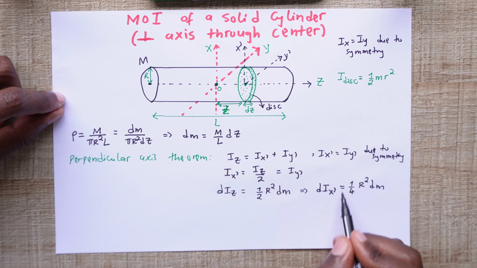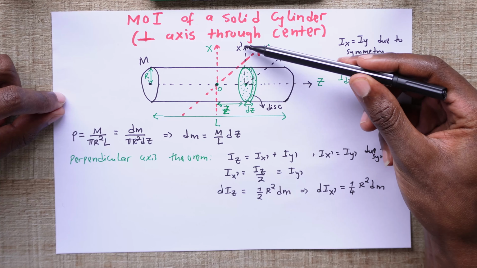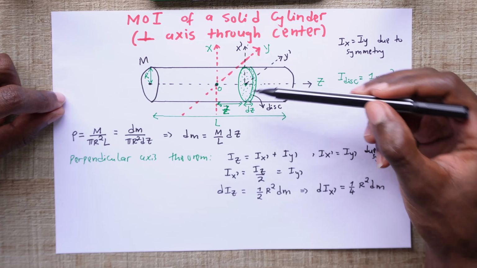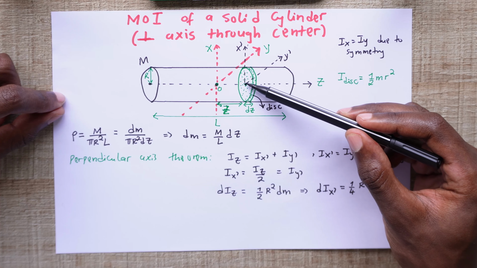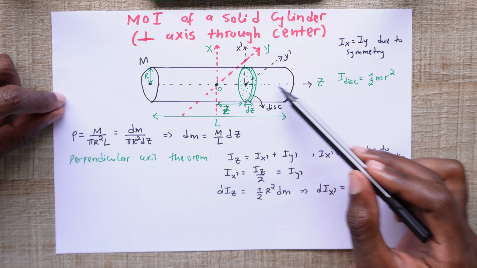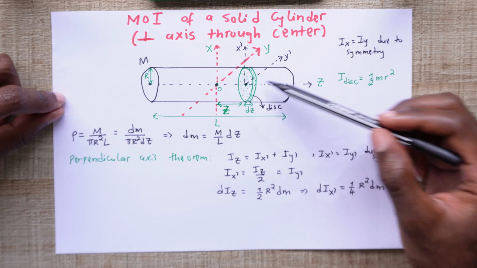So this is the moment of inertia of this element about the x prime axis. It's an axis that passes through its center of mass, this point, and that's perpendicular to the main axis of the disk, so the z-axis. It's really important to understand this first step.